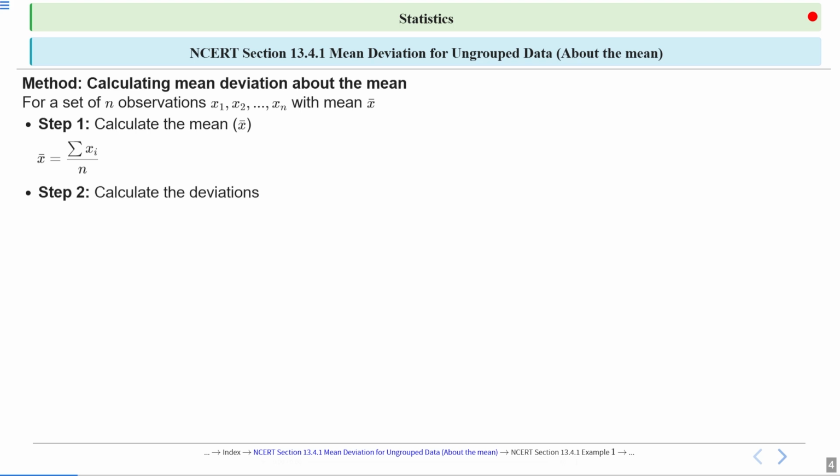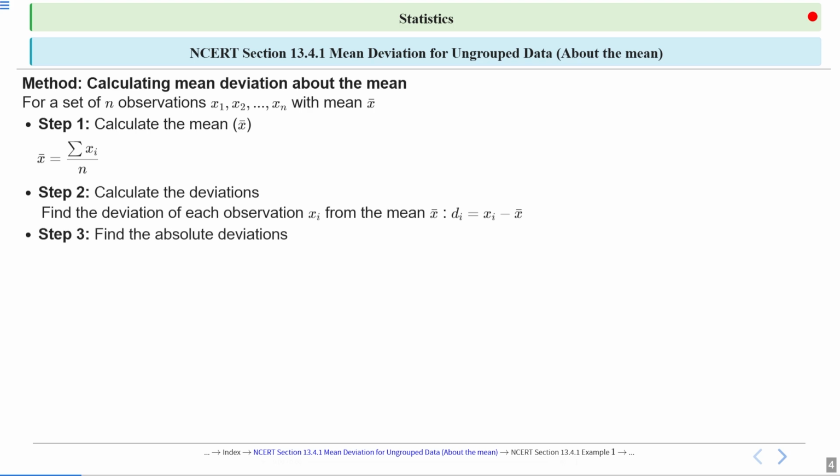Step 2 is to calculate the deviations. This means we find out how far each observation is from the mean. So find the deviations of each observation xi from the mean x bar. Here deviation is denoted by di and di is calculated as xi minus x bar.